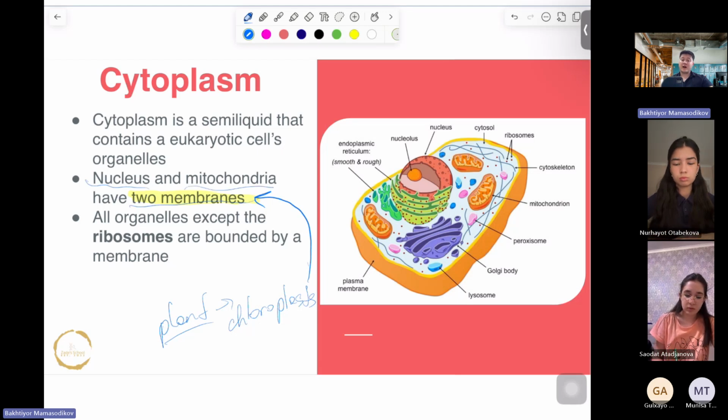But in cells, if I ask how many organoids in the plant cell contain two membranes, you have to answer first of all nucleus, then mitochondria, then chloroplasts. Okay.